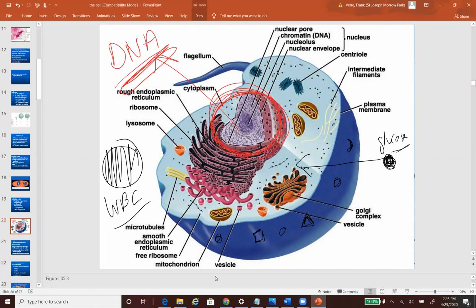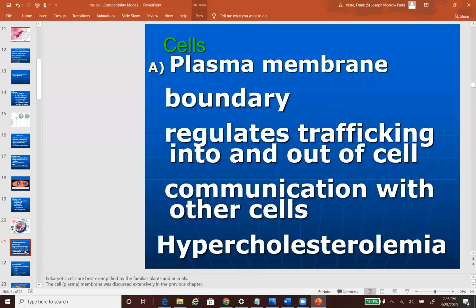So the cell membrane is not just important in controlling what goes in and out, but it's also important in communication, being able to tell other cells, hey, I'm okay, I should be here. Or telling white blood cells, uh-oh, we have a problem. We've got to get rid of you. Okay.